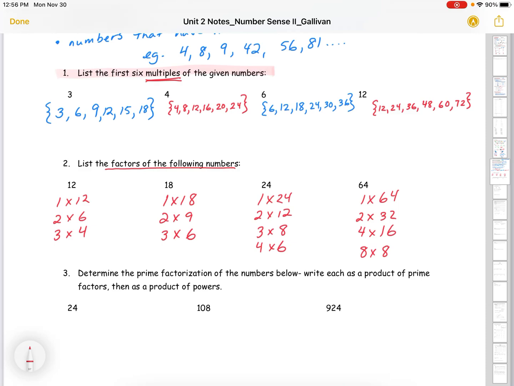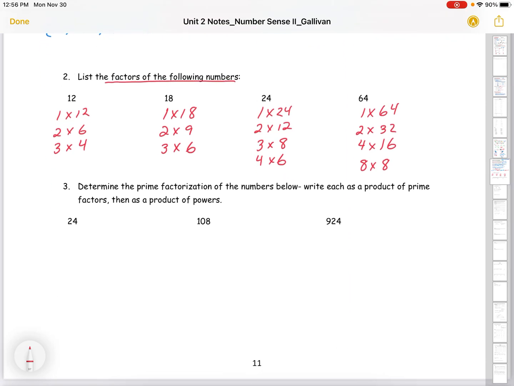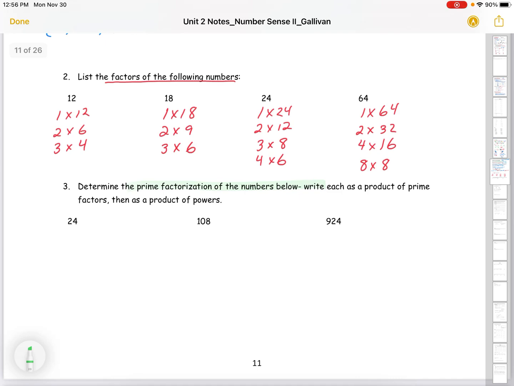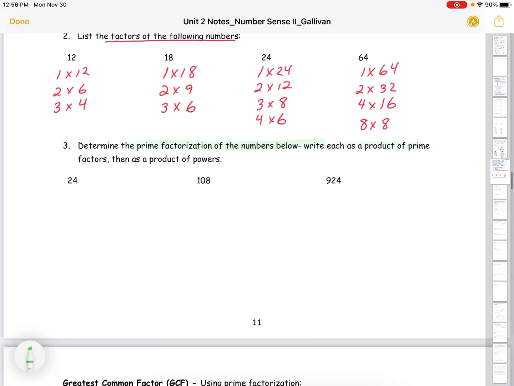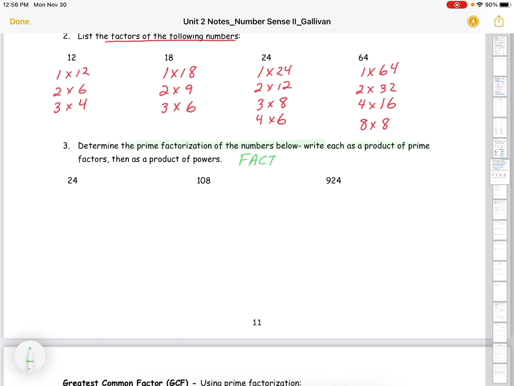Now, normally, we are listing them by factor pairs. You can also just list those numbers. Now, sometimes we're asked to determine what's called the prime factorization of the numbers. And what we're going to do is write it as a product of primes. And I like to use a factor tree to do this. So we can use a factor tree to help us out.